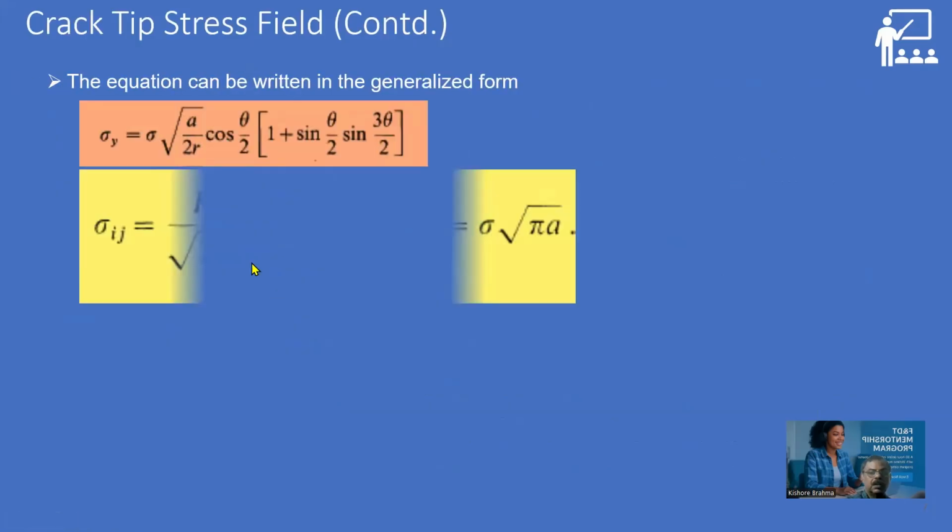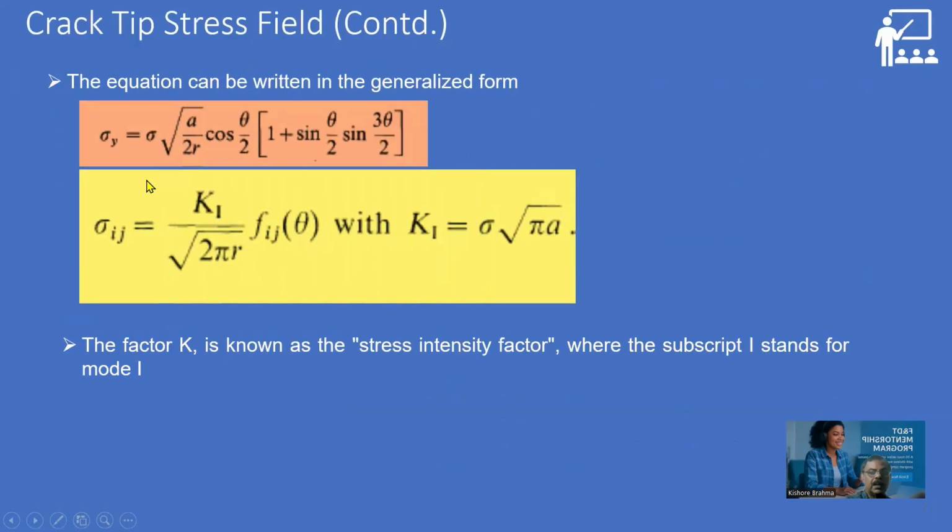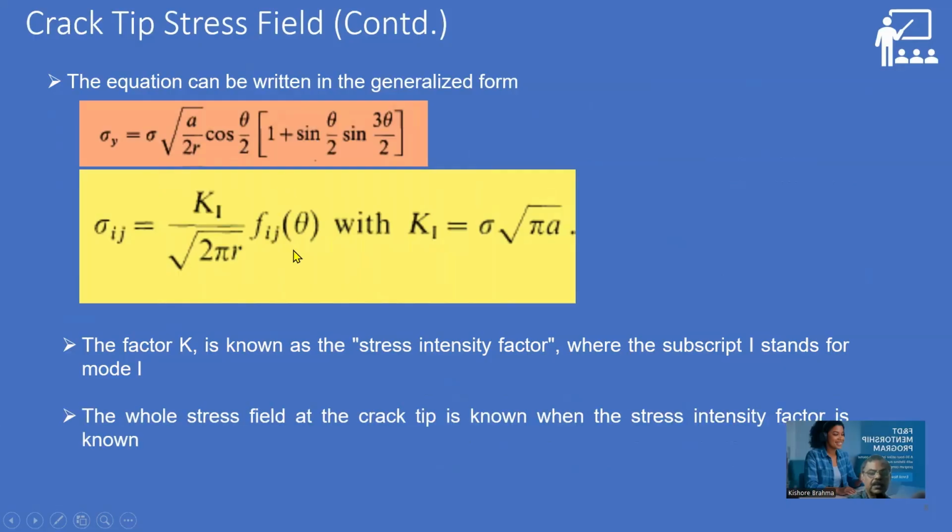So the general form of sigma y is a function of theta, where you can express sigma square root of pi a as K1, which is known as the stress intensity factor. It describes the intensity of stress ahead of the crack tip. For mode 1 it is K1, for mode 2 it will be K2, and for mode 3 it will be K3. The whole stress field of the crack tip is known when the stress intensity factor is known.